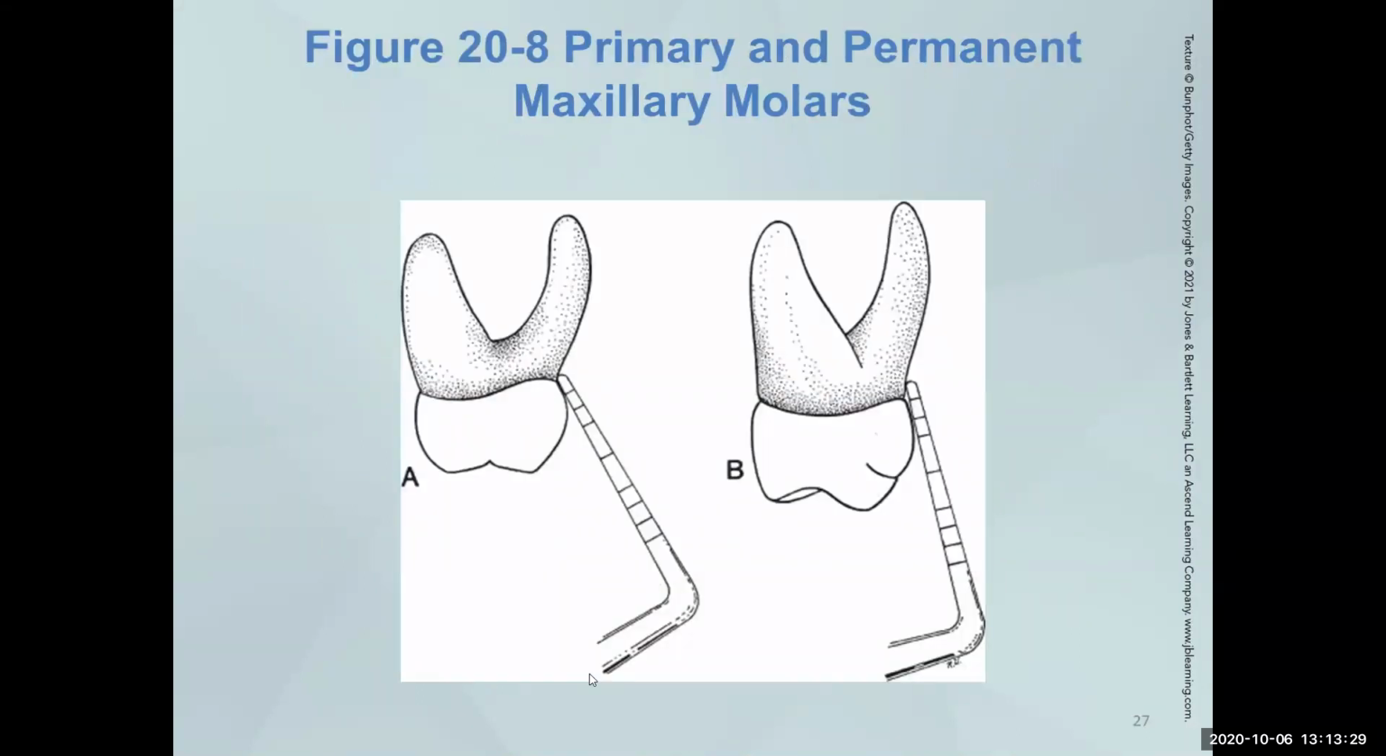Proper angulation is important. Look at the difference between these two teeth. Tooth number A is a deciduous tooth. Tooth number B is not. A is deciduous because it's much more curvy. It's got a pinched in waist.